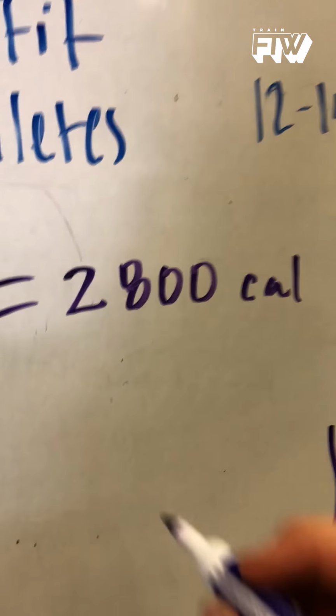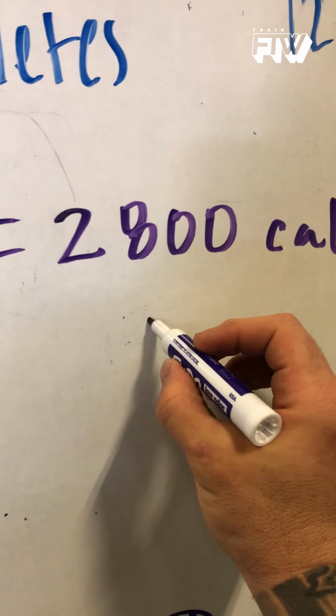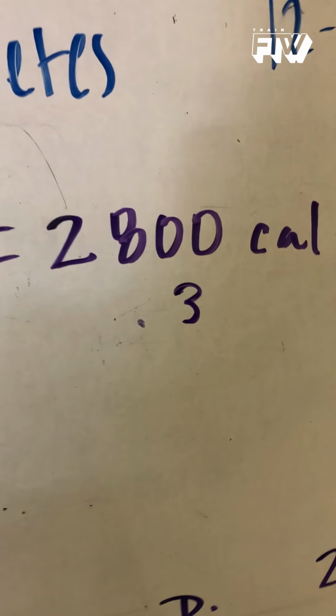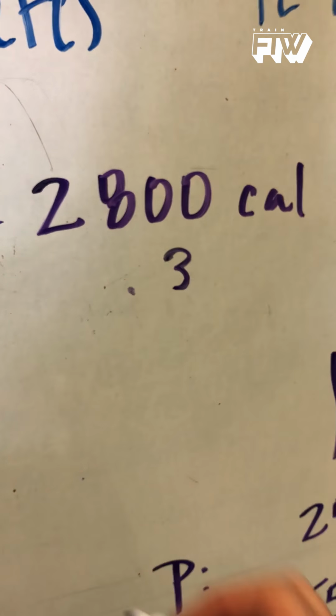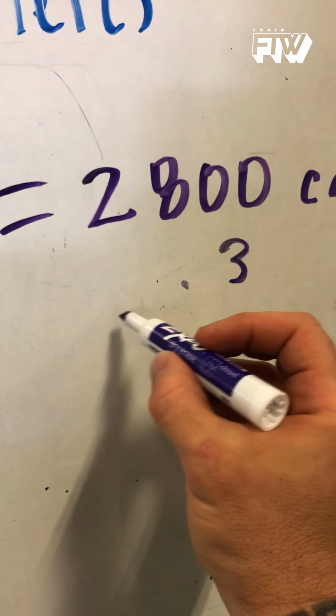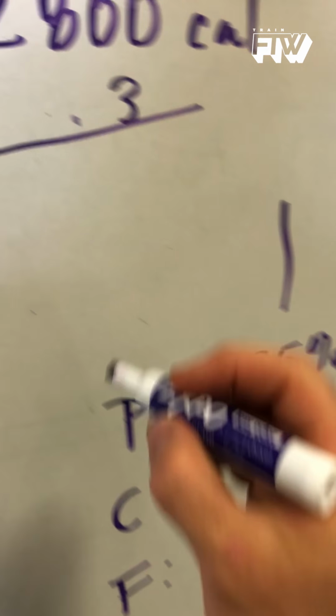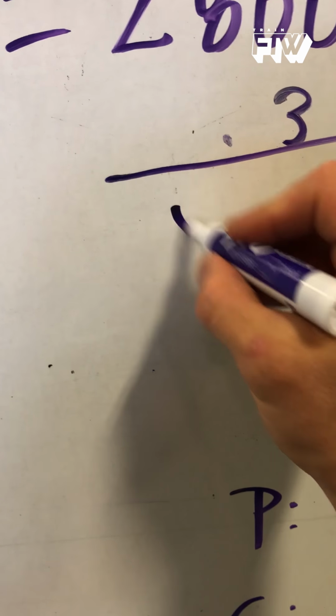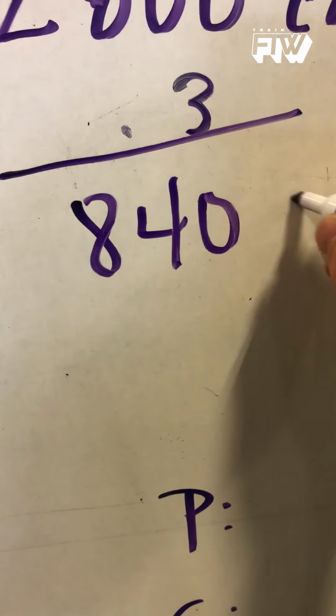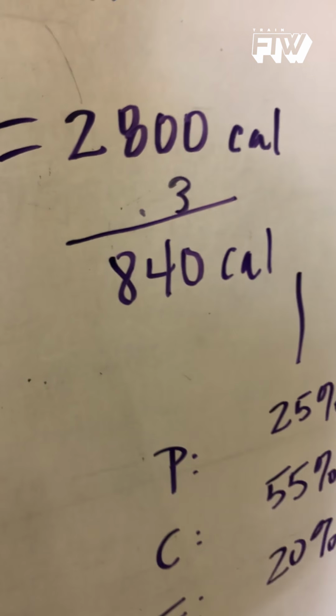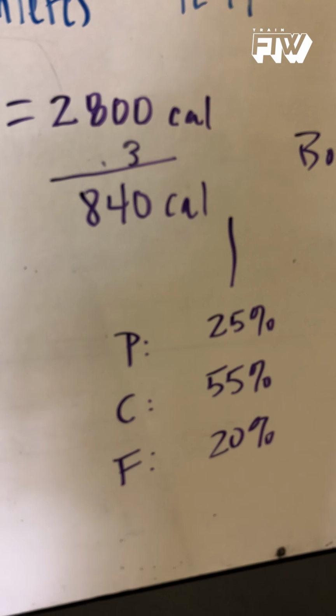Sorry, I dropped my calculator here. I take 2,800 and multiply it by 0.3. So that's 30%. And I'm going to use this same number for both protein and fat, because again, protein and fat are both 30% for me, okay? And that comes out to 840 calories. And that's going to be 840 calories for protein and for fat.